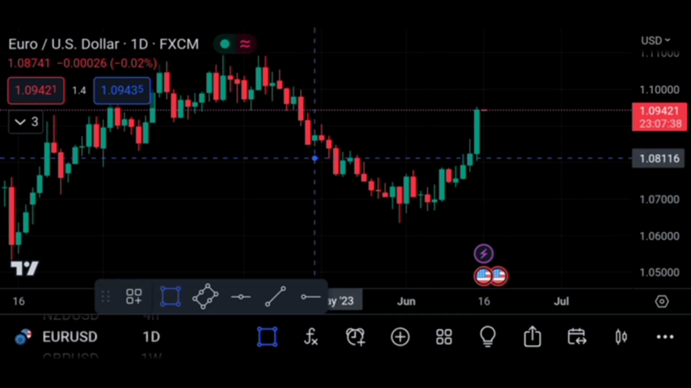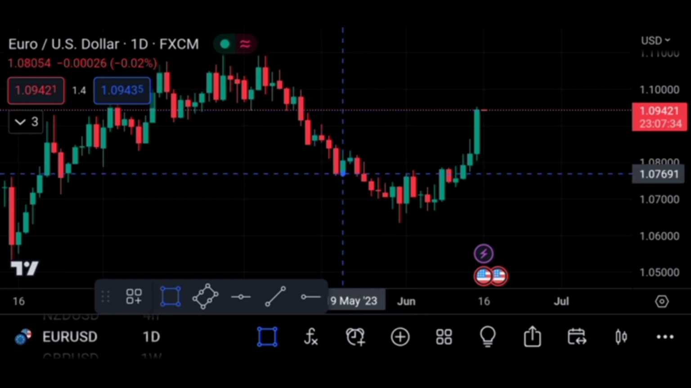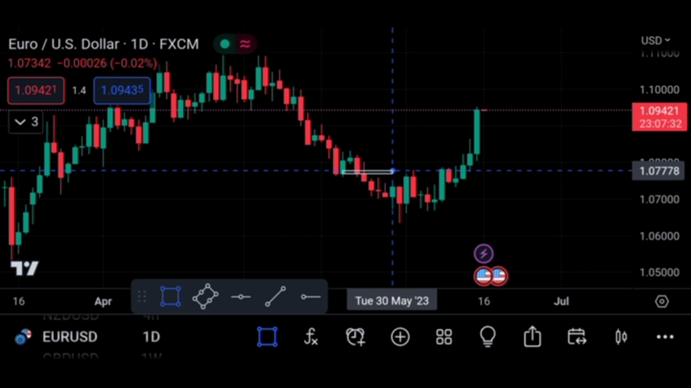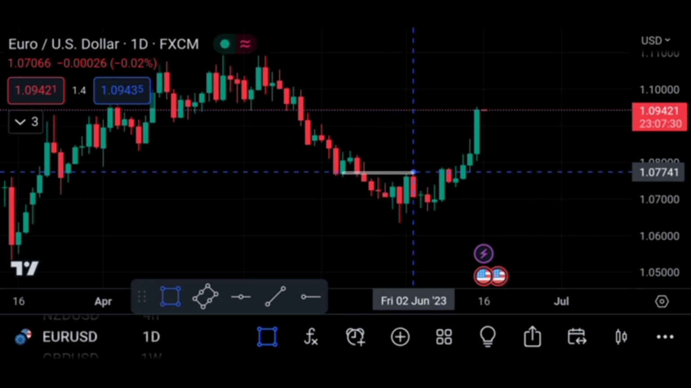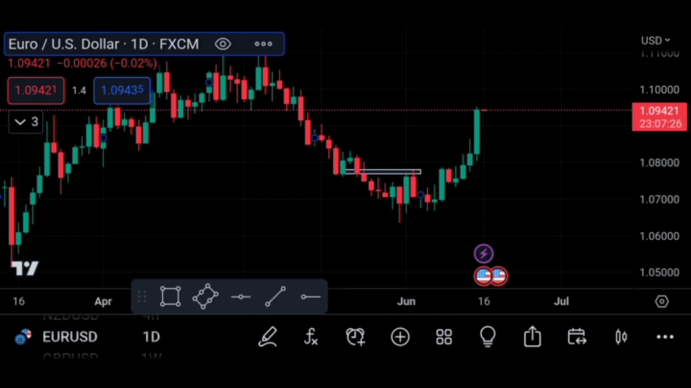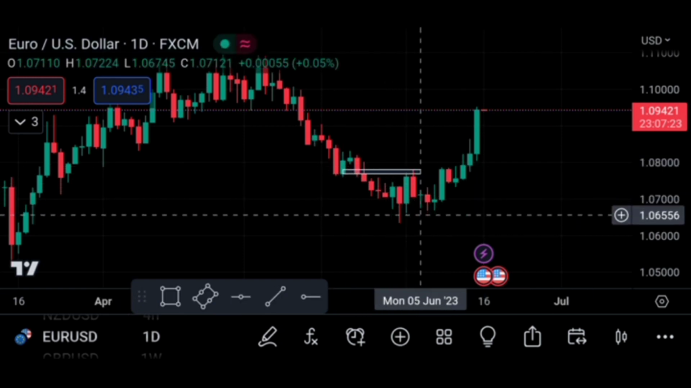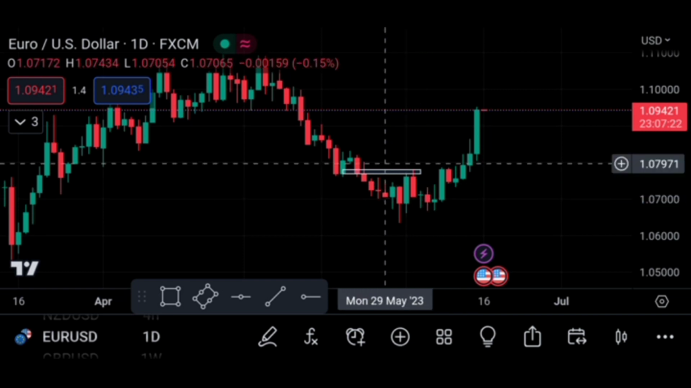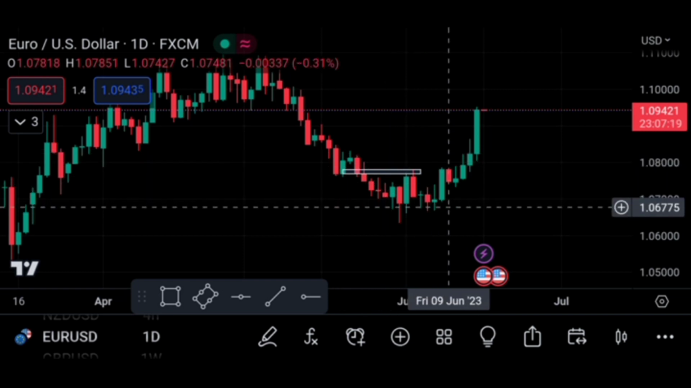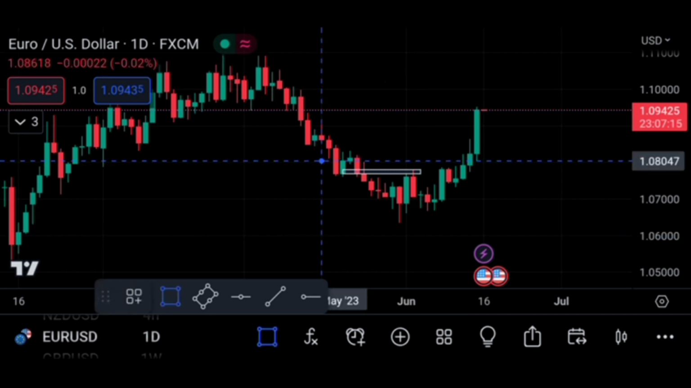You can see it here. After the market broke this low, it came back to retest it but failed to make a new low. What it did was create a double bottom.